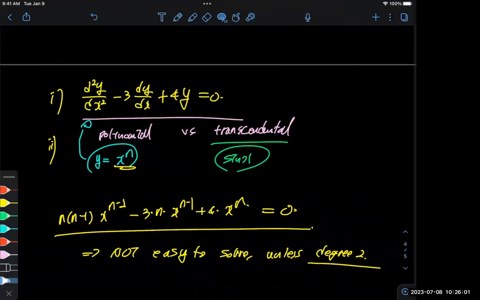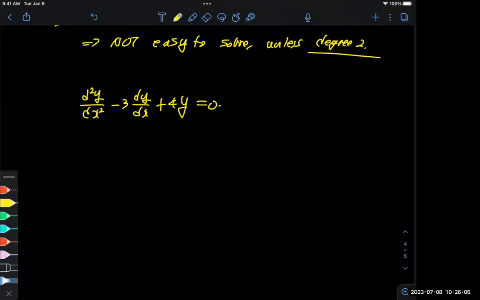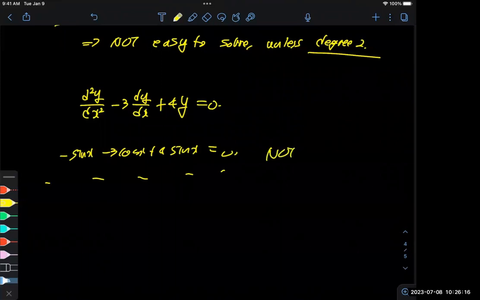But then again, if I differentiate twice, once, and just leave it as it is, I get negative sine x, minus 3 cosine x and plus 4 sine x. And maybe that's not easy to solve, right? Because whenever we have a bunch of sine and cosine that has different periods or different amplitudes, it's usually not that easy to solve. But for this one, actually, it's quite easy.